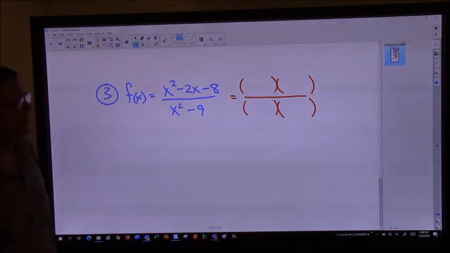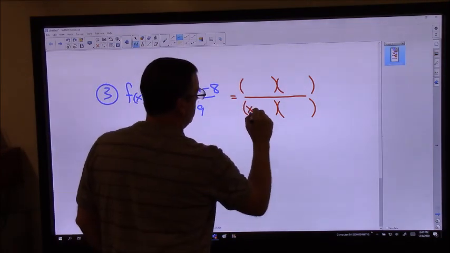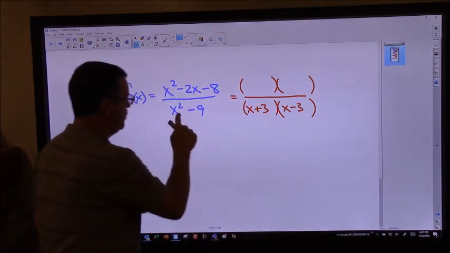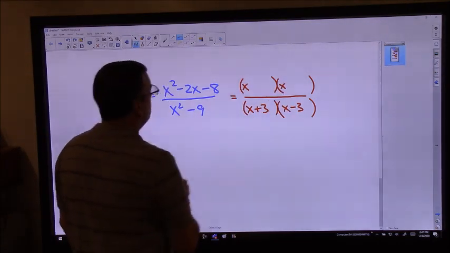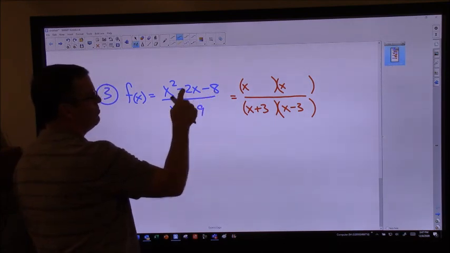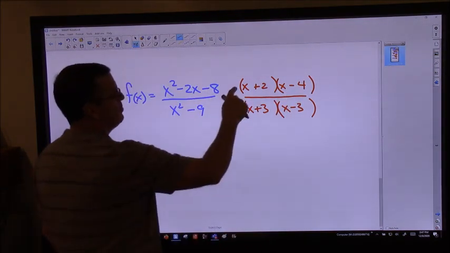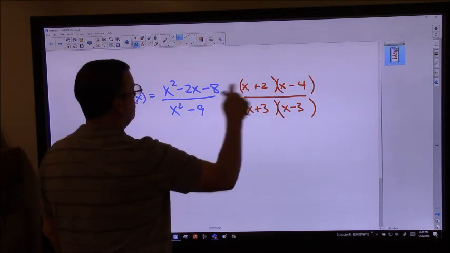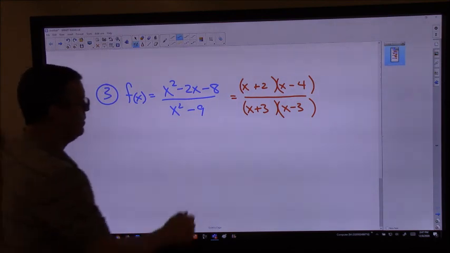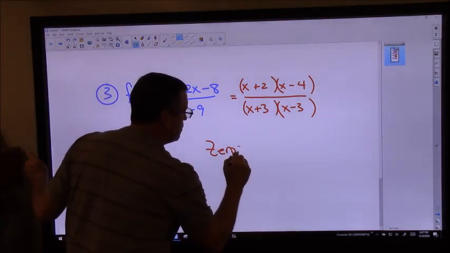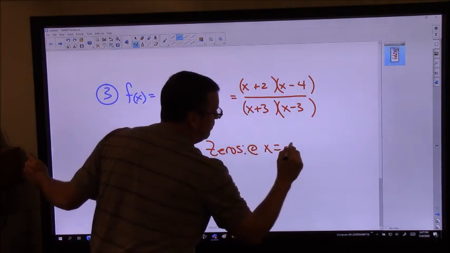All right, so first thing I need to do is factor both numerator and denominator. Denominator is not too bad. That's x plus 3 times x minus 3. Difference of 2 squares. This would be x times x. Over here I need two numbers that multiply to get -8 and subtract to get -2. So that sounds like 2 and -4. So double check it. x squared, -4x plus 2x, that's -2x. And then I get a -8. Okay? So my zeros are at x equals -2 and +4.